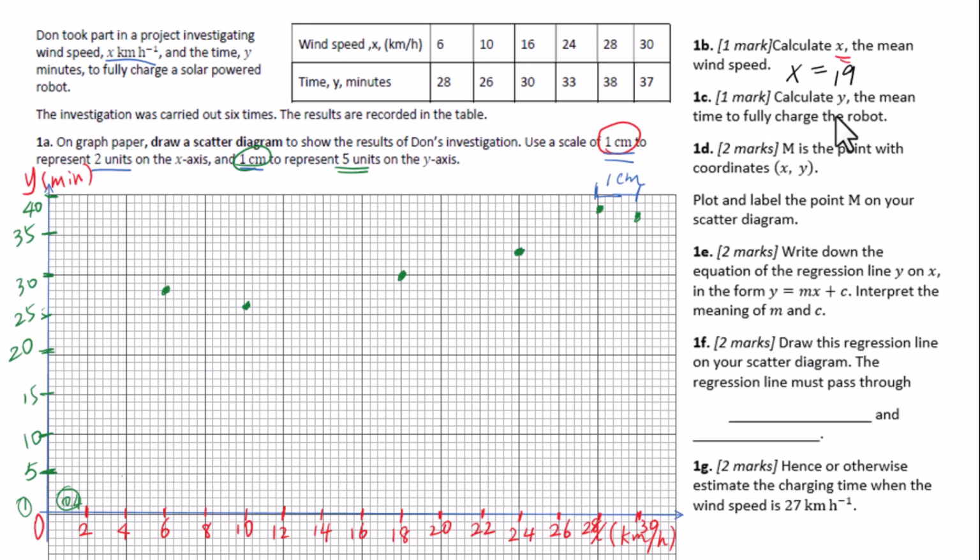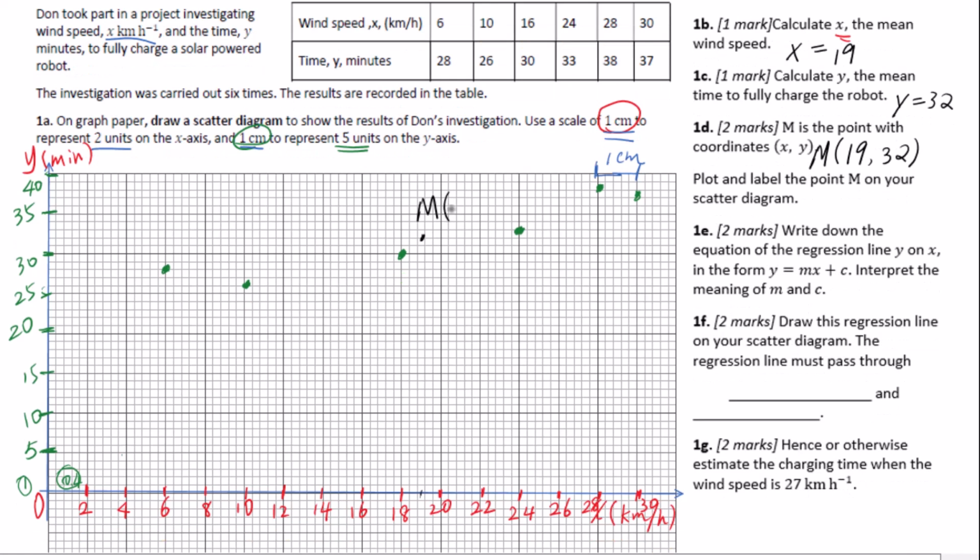For 1c, calculate y bar, the mean time to fully charge the robot. y bar equals 32. M is the point with the coordinates x bar, y bar. Coordinates for M is 19, 32. Plot and label the point M on your scatter diagram. 19 is in the middle here. Keep going up. 32. This is the M, 19, 32.